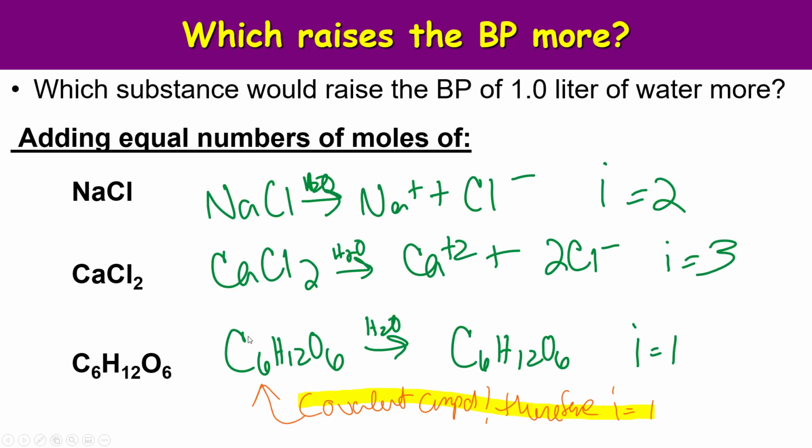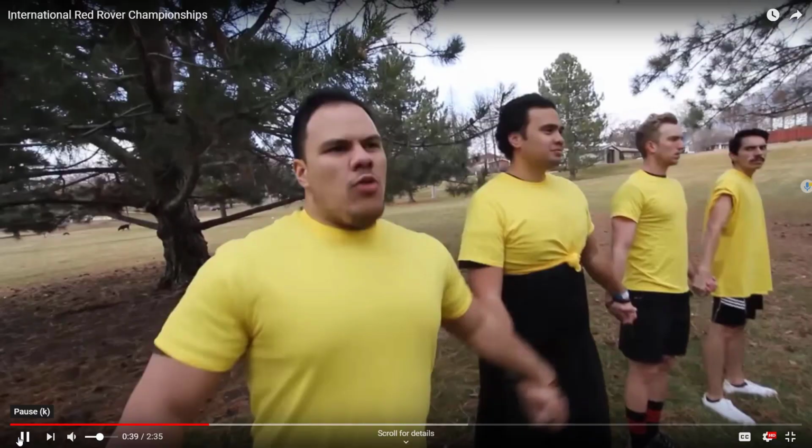The answer actually is the one that has the highest van 't Hoff number, which in this case is the calcium chloride. When calcium chloride dissociates in solution, it is going to break up into 3 pieces. Sodium chloride only broke up into 2, and of course, as we know, something like glucose, which is covalent, only breaks up into 1. So, do not be that guy.